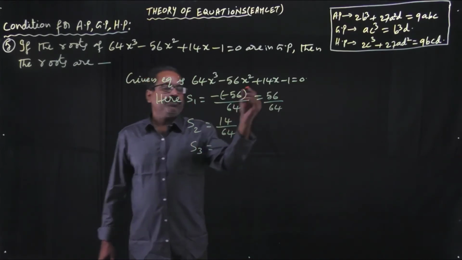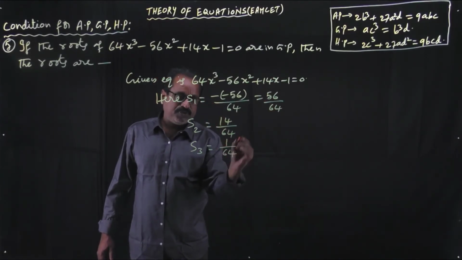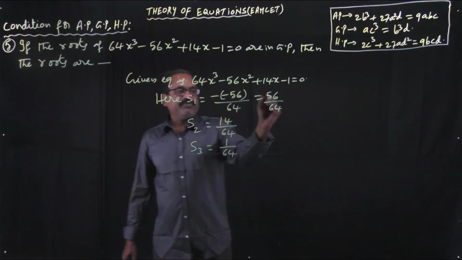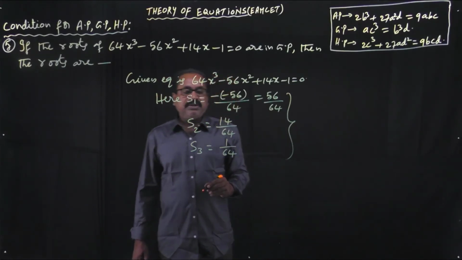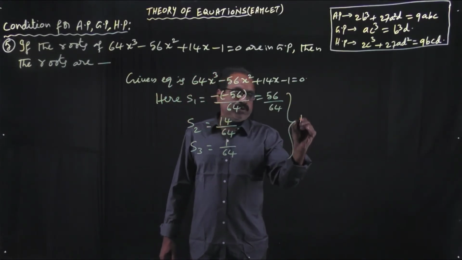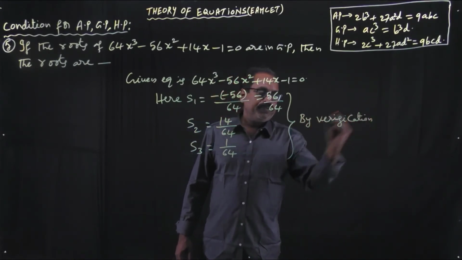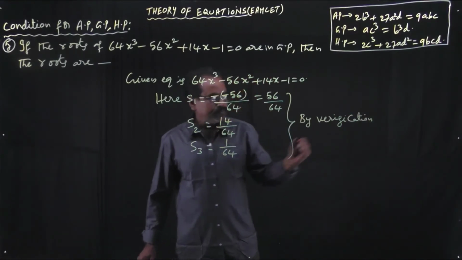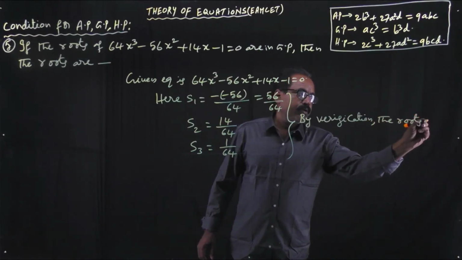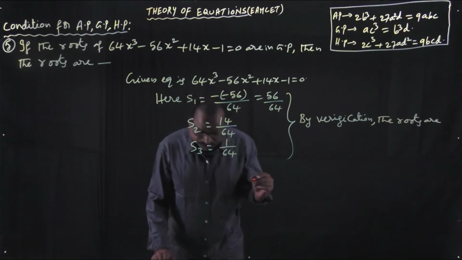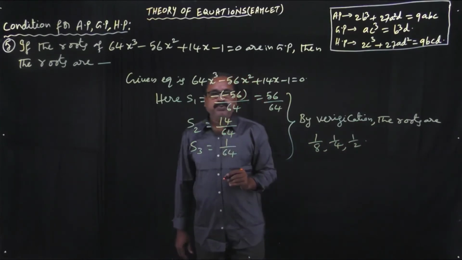S3 is equal to minus A3 by A0, minus of minus 1 by 64. So S1 is equal to 56 by 64 and S2 is equal to 14 by 64. S3 is equal to 1 by 64. So by verification, the roots are 1 by 8, 1 by 4, 1 by 2.